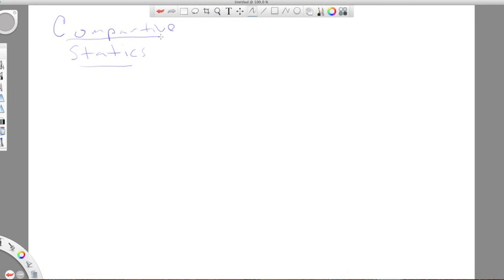And the comparative part, well, I guess I just described that. We're going to be doing sort of a before and after kind of scenario or comparison. So we have a comparative case, a before and after situation of equilibrium conditions. So that's what we're about. So let's switch colors here and do something kind of nice.